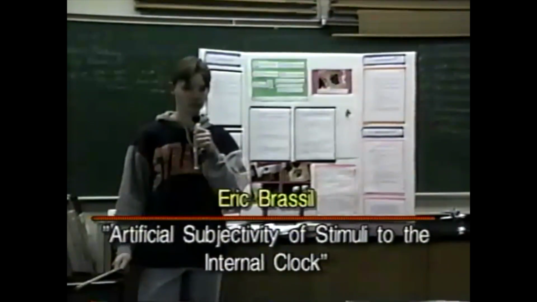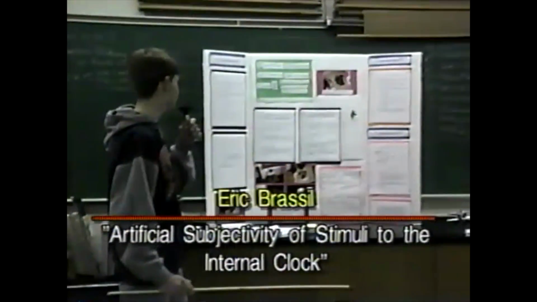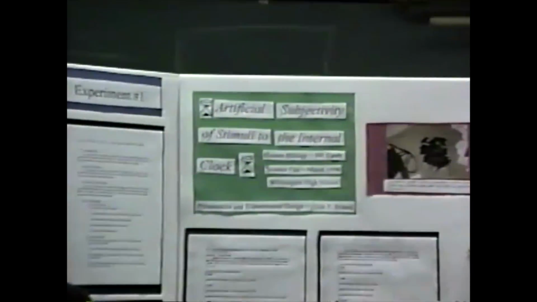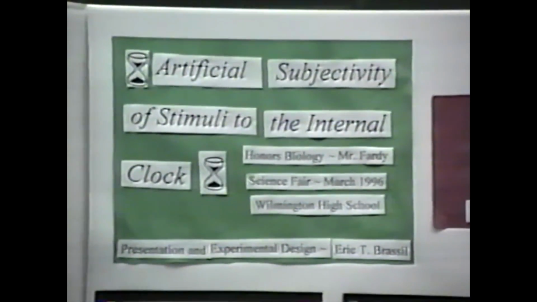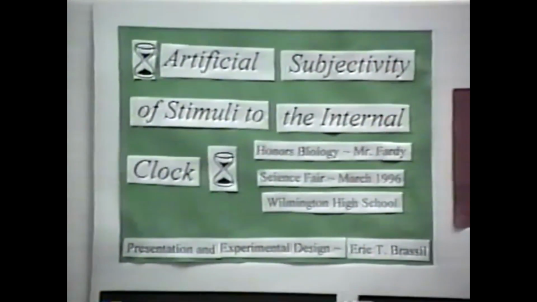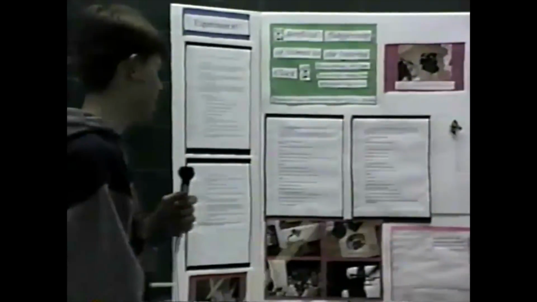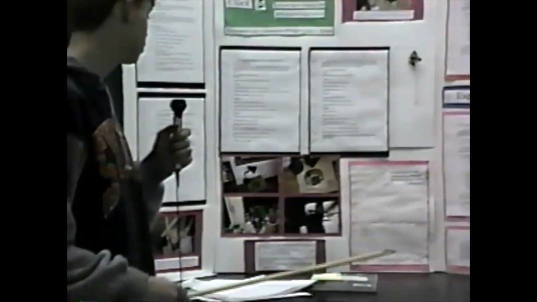Breslin, I'm a freshman at Wilmington High School, and I did my project on artificial subjectivity of stimuli to the internal clock. It's just about the biological clock within us. I had 3 experiments, and the first one I did was I took a known plant to have the biological clock in it, the oxalis, and I subjected it to artificial light, to normal sunlight, and to total darkness for a period of 72 hours.